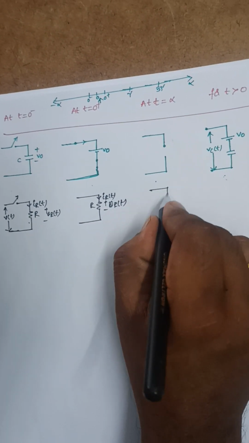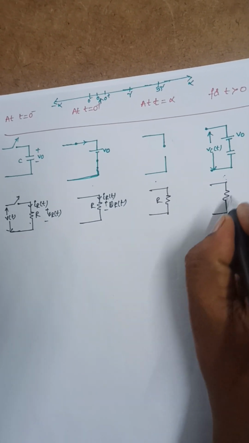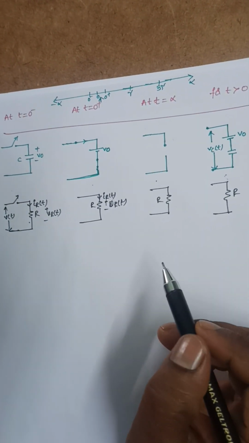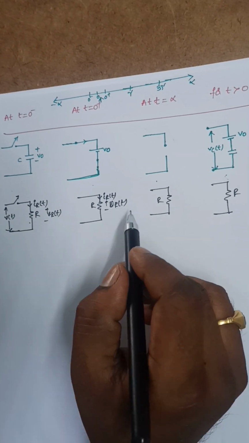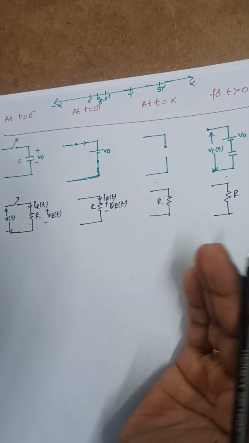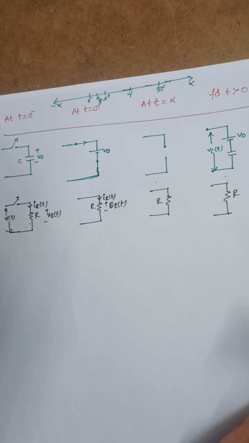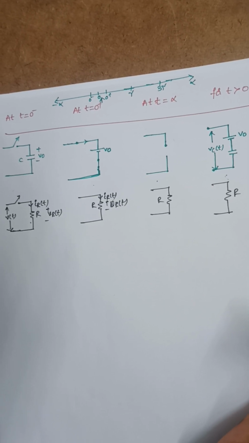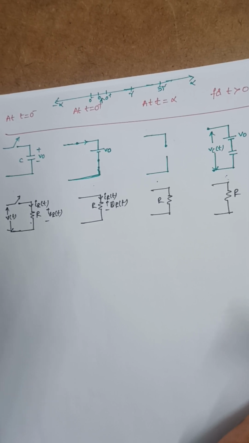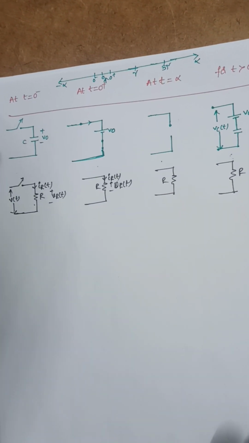At t is equal to infinity, there is no change. For t greater than 0, there is no change in its resistance. So as it is, we can write this resistance value. Okay, this resistance is here. Representation of the resistance is as it is for t is equal to 0 minus, at t is equal to 0 plus, t is equal to infinity, for t greater than 0. Only what we need to remember here is, in the case of inductances and capacitances, the representation of the inductances, capacitances at different instants.